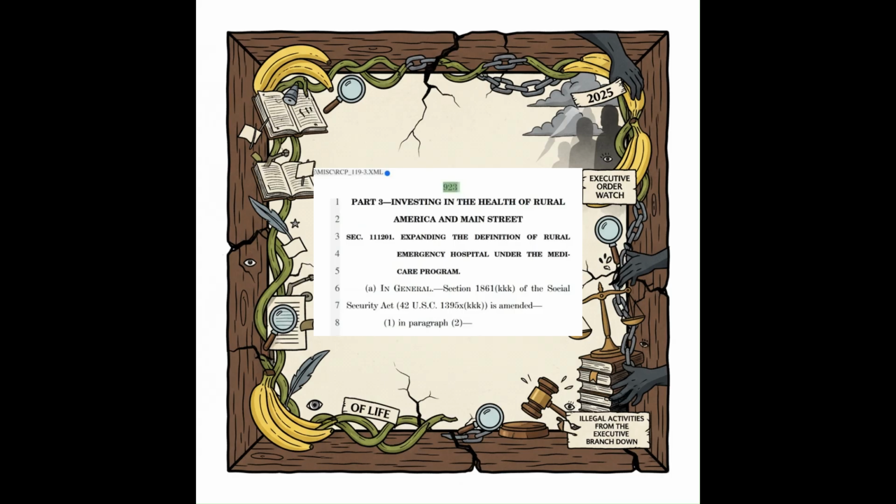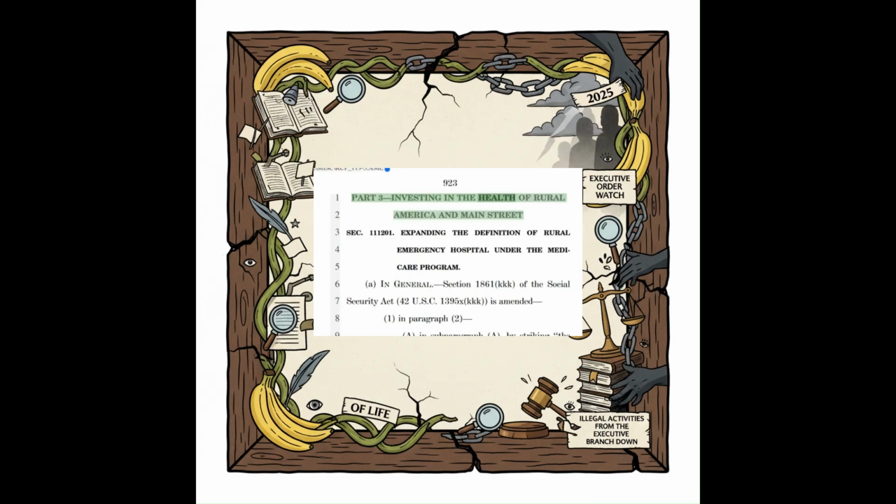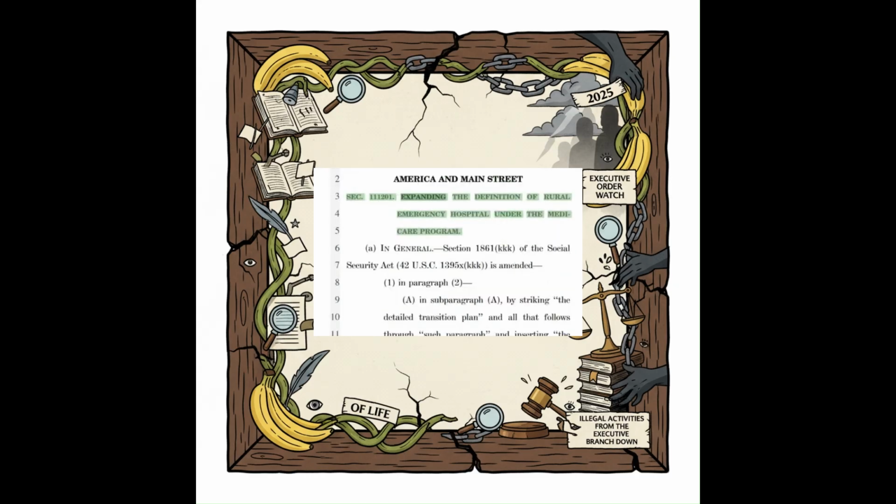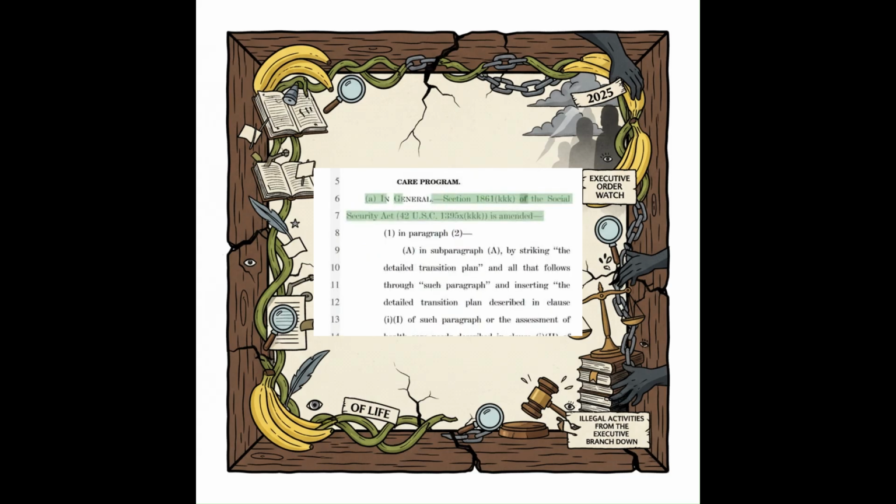Part 3, Investing in the Health of Rural America and Main Street. Expanding the definition of rural emergency hospital under the Medicare program. Section 1861 of the Social Security Act is amended.